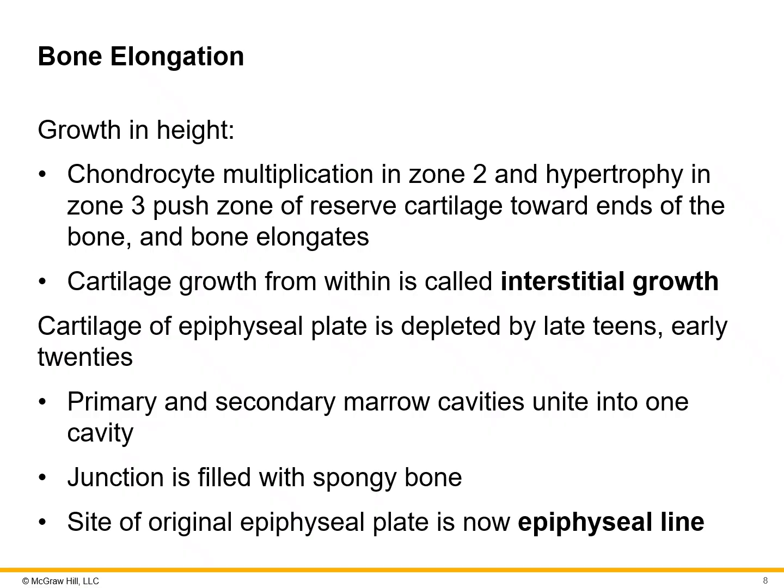The junction region where they meet is going to be filled with spongy bone, and the site of the original epiphyseal plate will be marked with a line of just slightly denser spongy bone that is then called the epiphyseal line. When the epiphyseal plate is depleted, we say that the epiphyses have closed because there's no gap between the epiphysis and the diaphysis that is visible on an X-ray.